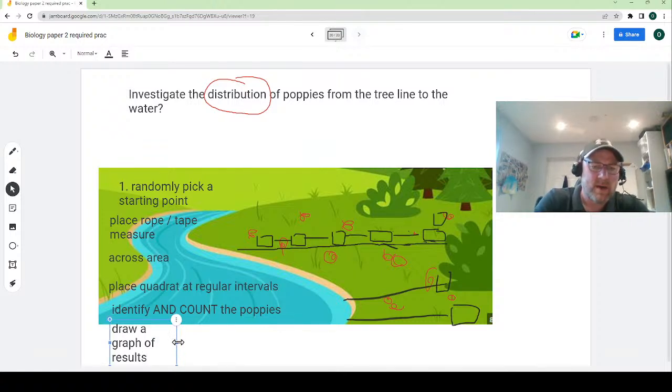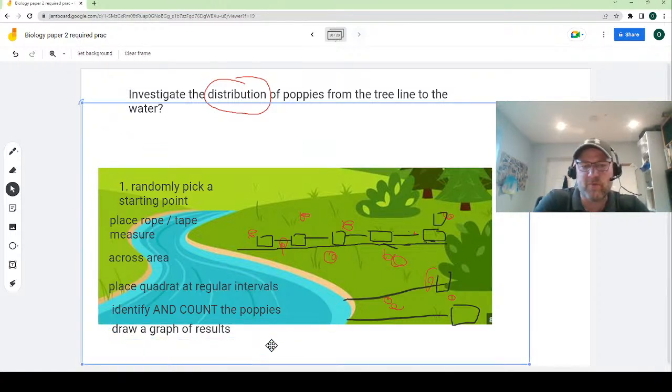And there you go. Draw a graph, draw a table, record your results. Yeah, and that's it for that one. This one you don't multiply up by the size of the field or anything. There's no calculation on multiplying up by the size of the field for this one.